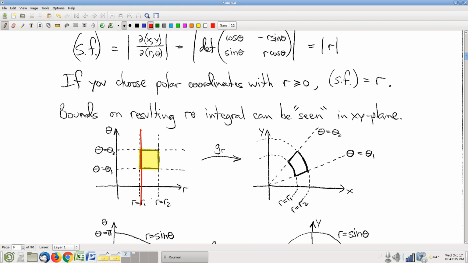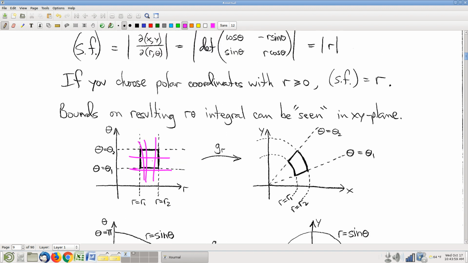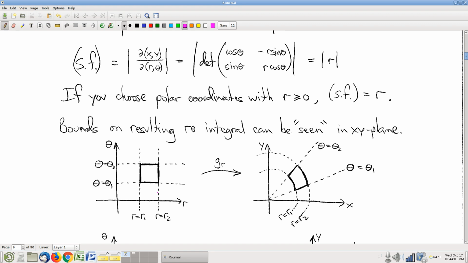Maybe we have r go from r1 to r2, and then for some given value of r, theta goes from theta 1 to theta 2, right? And we get to that by, as we always have, looking at the actual process of slicing up the pullback domain. Okay, so here's the big idea. One of the big ideas of polar coordinate integrals. You don't have to do that.